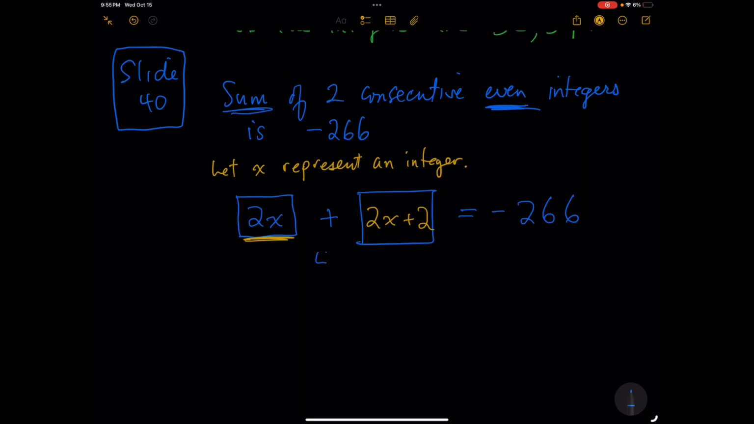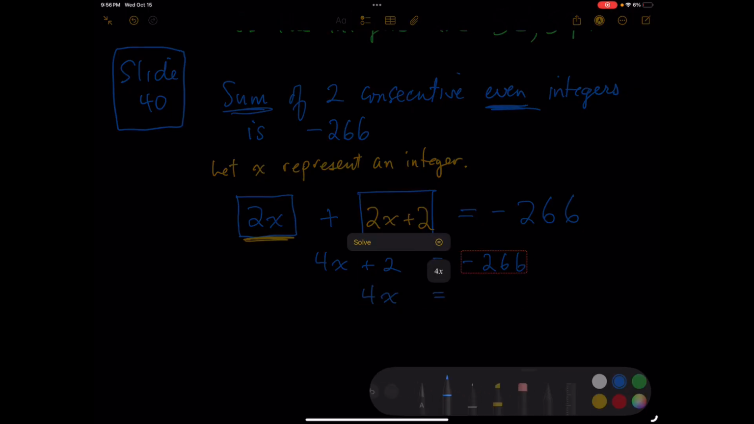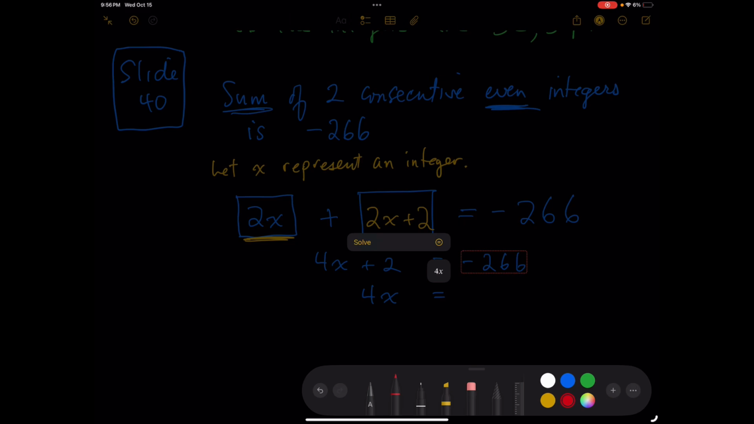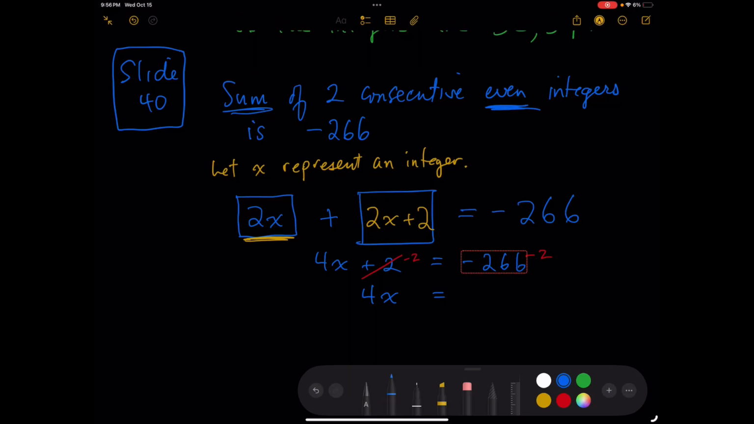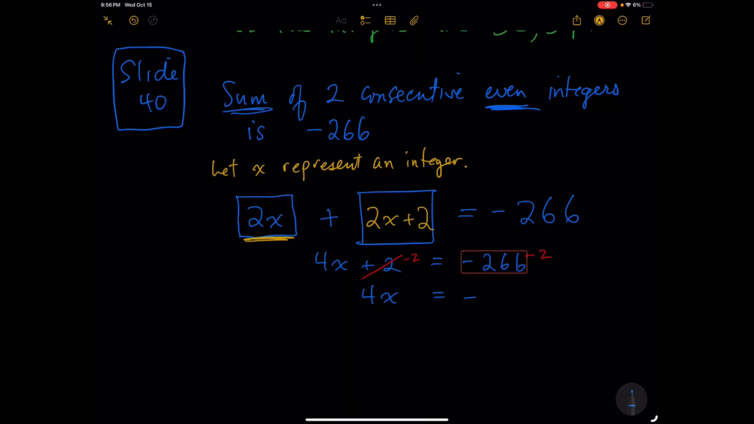2x plus 2x, that's 4x, plus 2 equals negative 266. No problem. Negative numbers don't scare us. 4x equals. Now, what I've done for other ones, and we're going to do again, is this plus 2. We're going to go minus 2 and get rid of it. We're going to take minus 2 off of this one as well, on both sides. So minus 266 minus 2 is minus 268. All right, and now we'll divide both sides by 4.